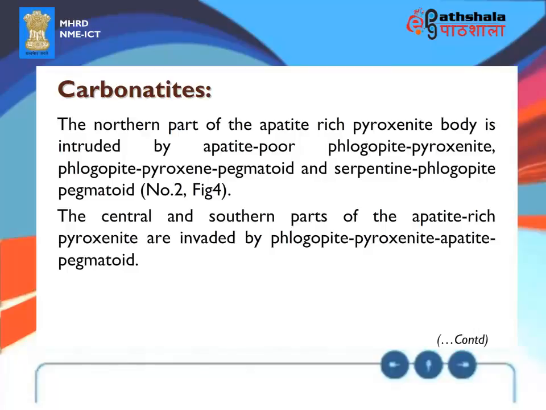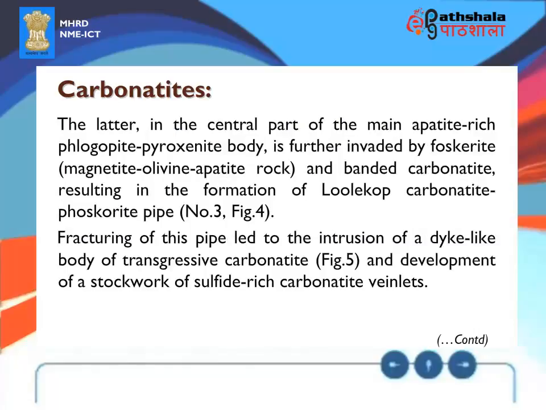The northern part of the apatite-rich pyroxenite body is intruded by apatite-poor phlogopite pyroxenite, phlogopite pyroxene pegmatoid and serpentine phlogopite pegmatoid, as shown in number 2 of figure 4. The central and southern parts of the apatite-rich pyroxenite are invaded by phlogopite pyroxenite apatite pegmatoid. The latter, in the central part of the main apatite-rich phlogopite pyroxenite body, is further invaded by phoskorite, magnetite, olivine apatite rock and banded carbonatite, resulting in the formation of the Loolekop carbonatite phosphorite pipe, as shown in figure 4 number 3.